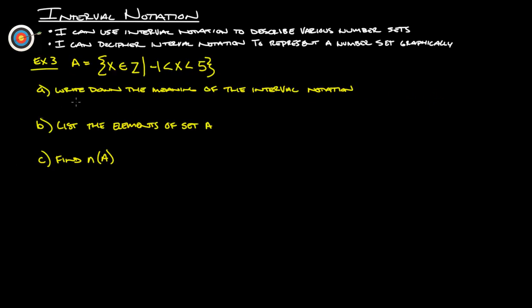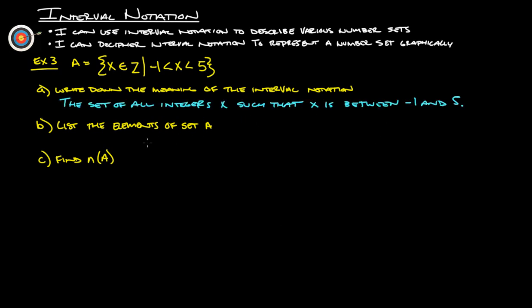Let's take a look at an example. Here's set A, and it says, write down the meaning of the interval notation. So this is going to be the set of all integers where x is greater than -1 but less than 5. We would just write it like that. List the elements of set A, so all of our integers from -1 to 5, but not including -1 or 5. The first one we'd start with would be 0, 1, 2, 3, and 4, but not 5 because it's got to be less than 5.